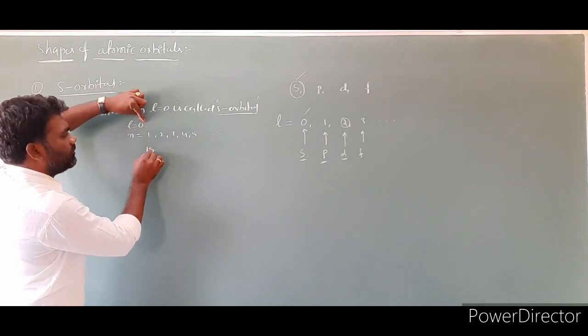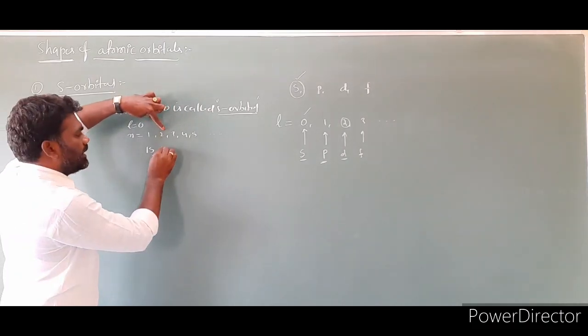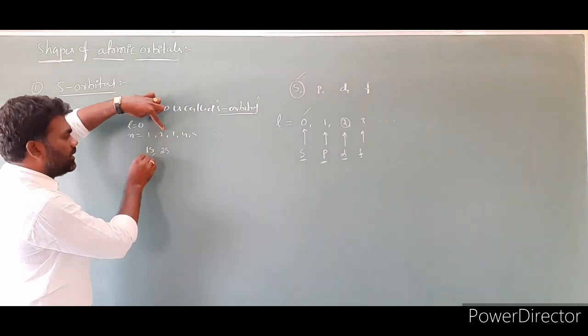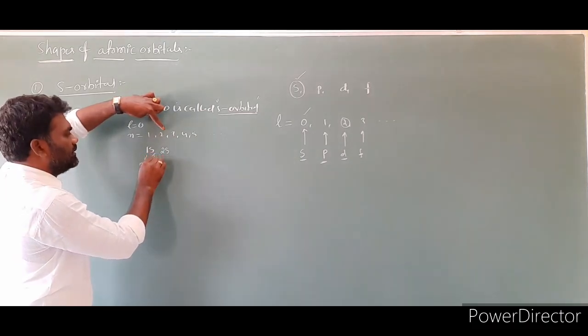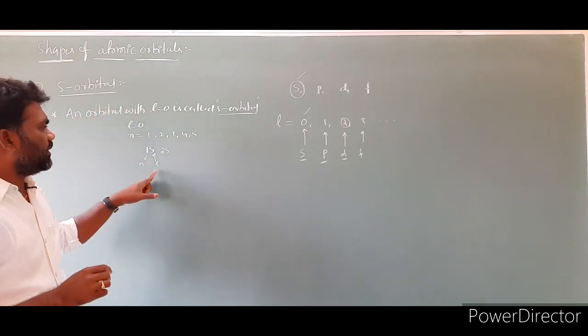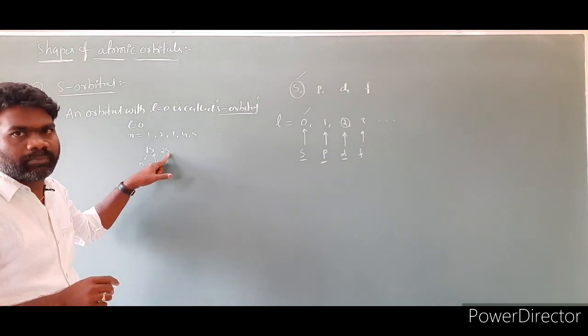That means I am writing it as 1s orbital. N is equal to 2, L is equal to 0, that we can take as 2s orbital. So in 1s, 1 is the n value. This represents the n value, and this represents the L value. So n value is 1, L value is 0, 1s orbital. N value is 2, L value is 0, 2s orbital.